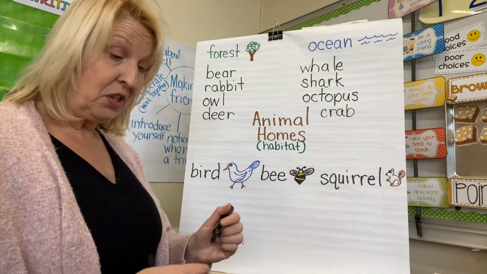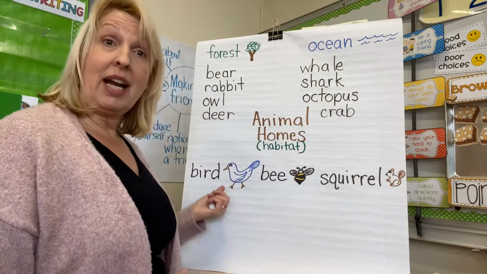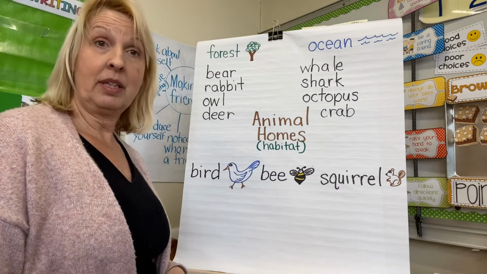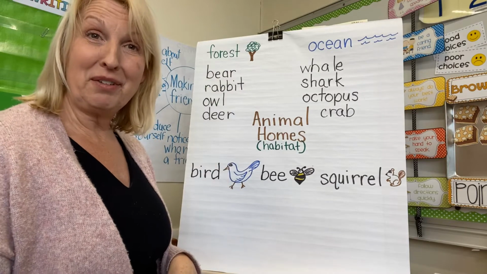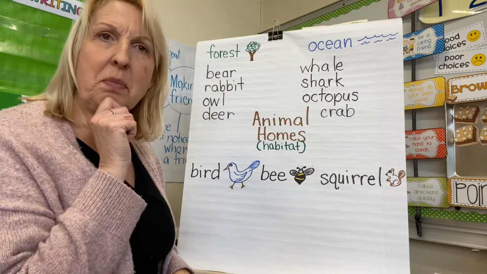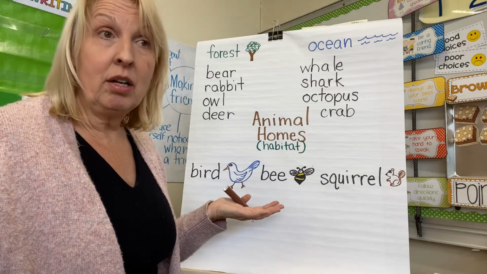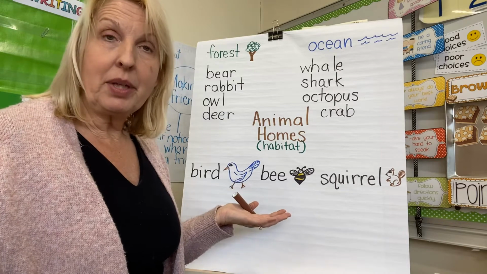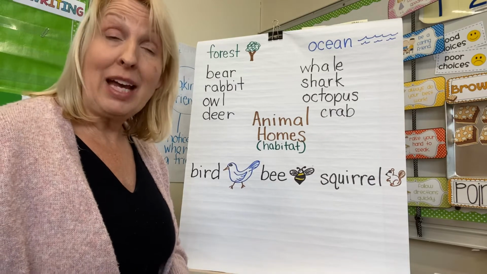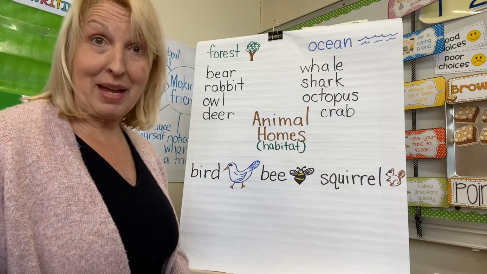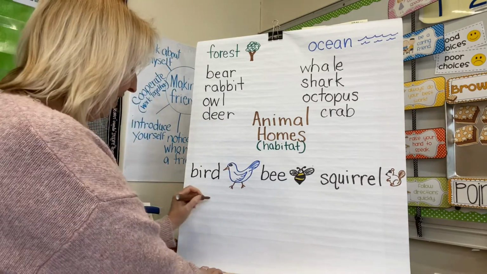So I want to see if you can think of what kind of place a bird would live in. Do you have an idea where a bird would live? Yeah, those of you who said forest, they probably would live in a forest, for sure. But let's be more specific. If I was a bird living in my backyard, what part of the backyard would I live in? Yeah, probably a tree. And what do birds make? What kind of specific home does a bird make? That's right, a nest.